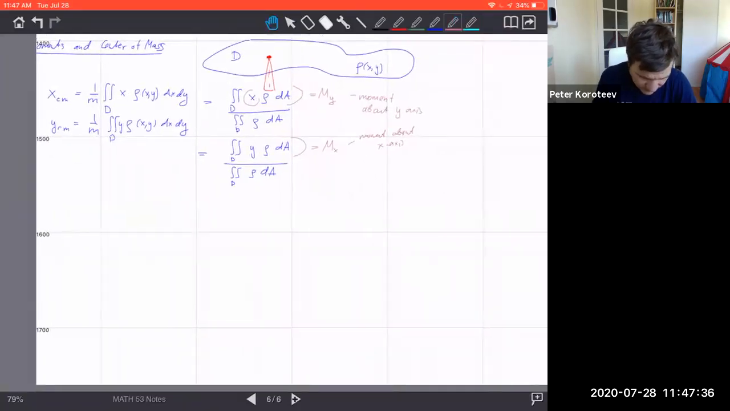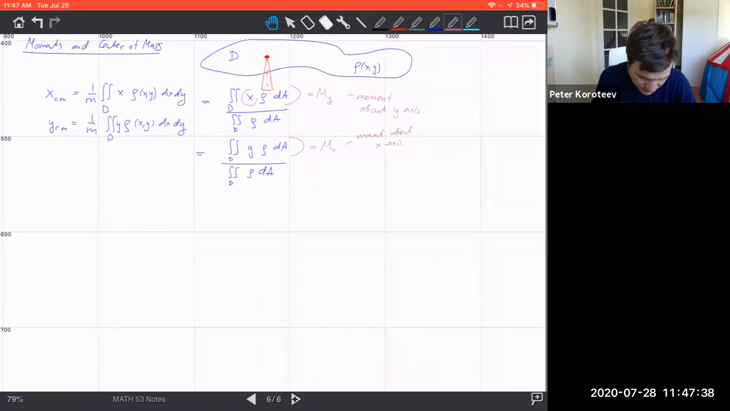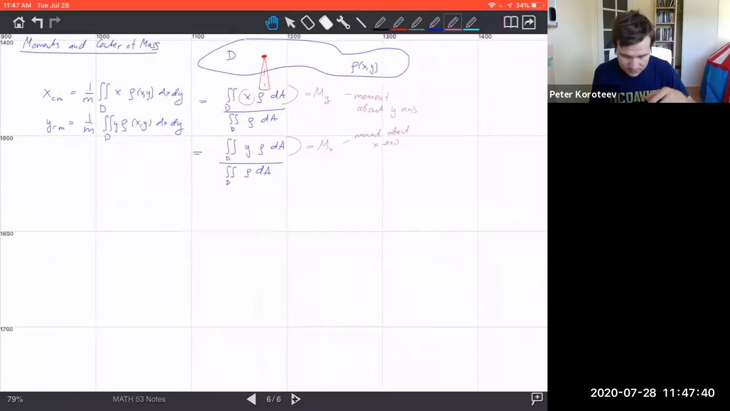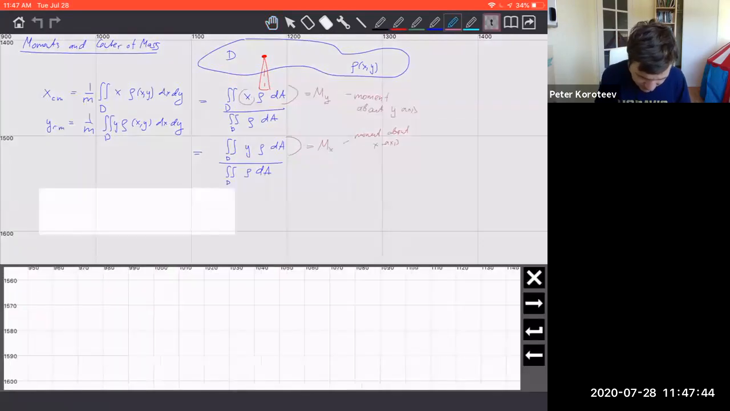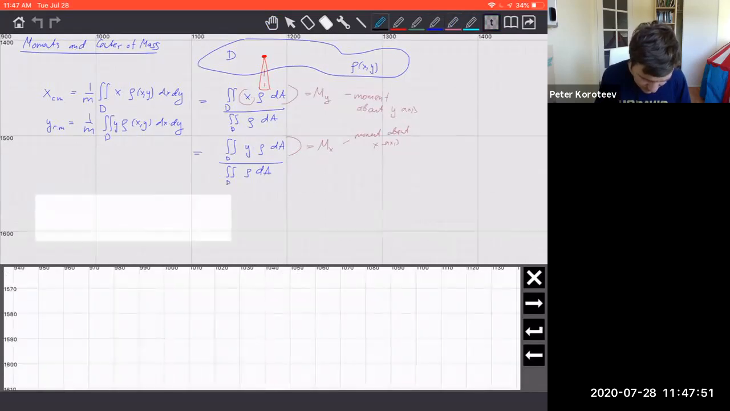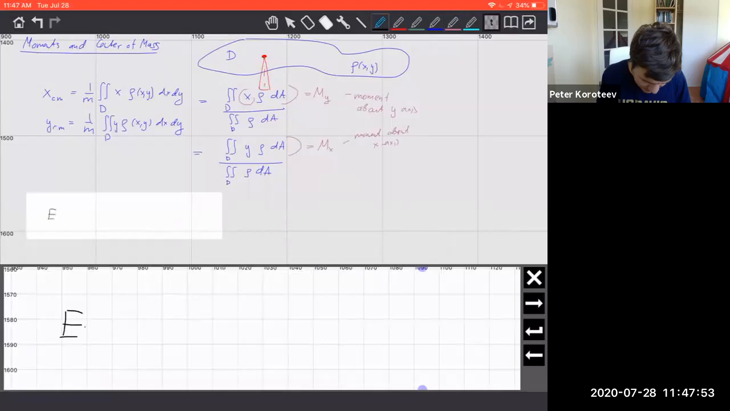Probably in physics class you will find centers of mass of point particles. We'll get to this later. Let's first do the regular example, and then I'll talk about point masses.